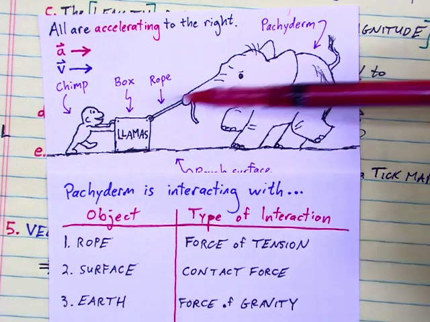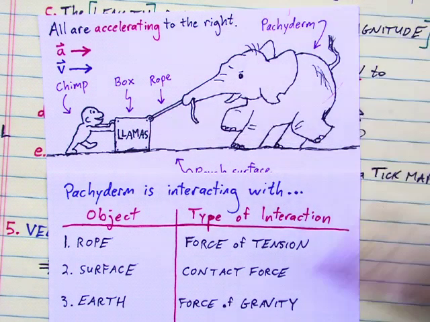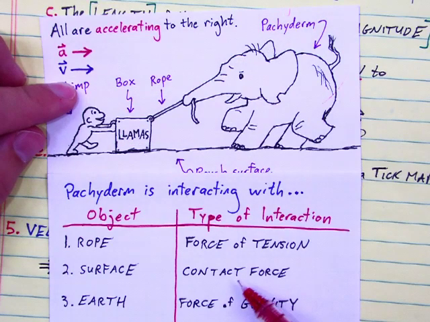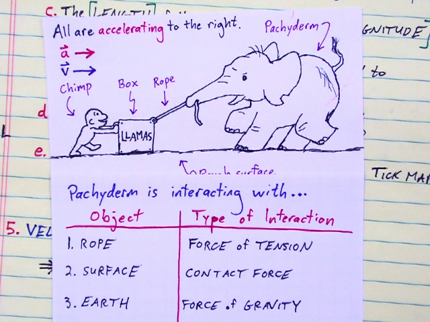The pachyderm is not directly interacting with the box. So there's that tension pulling this way on the pachyderm, the contact force from the surface, and our force of gravity. Now, draw a free body diagram for the pachyderm. Pause the video.